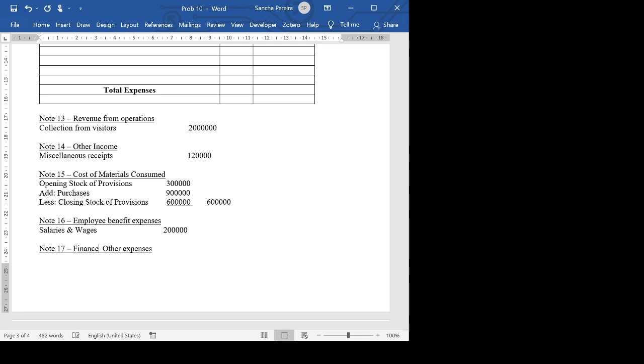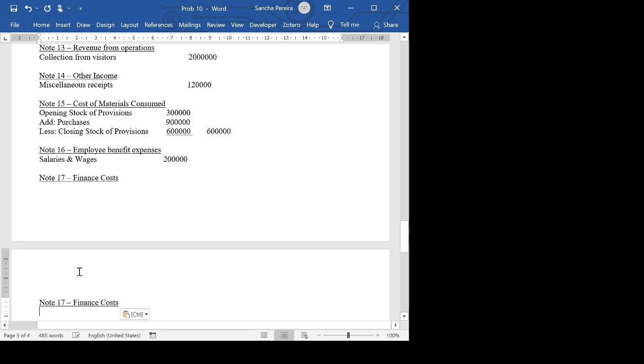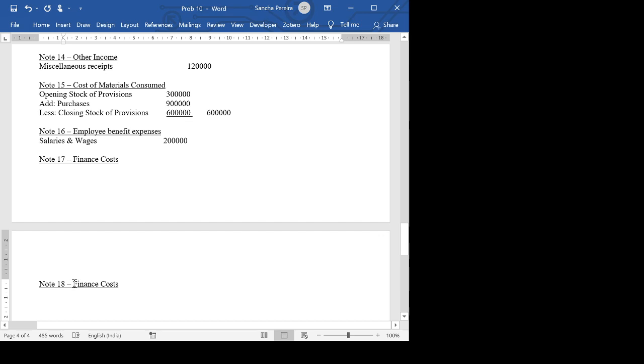We have one item here, the interest on the unsecured loan. We have to calculate the interest, so when I reach the adjustments, I will come to this. Note 17, finance cost. Then we have depreciation and amortization. Again we have an item here, and I'll come back to this a little later.